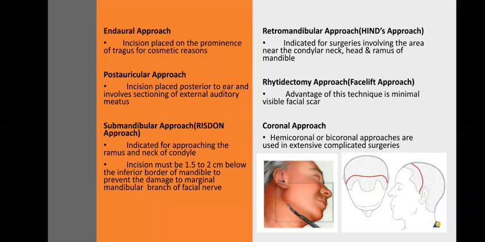The other approach is the retromandibular approach, that is the Hinds approach, indicated for surgeries involving the area near the condylar neck, head, and the ramus of the mandible. The next one is the rhytidectomy approach, that is a facelift approach. This is mainly preferred because minimal facial scar is seen. The coronal approach, as you could see in the diagram, could be hemicoronal or bicoronal, and that is mainly indicated in cases of extensive complicated surgeries.